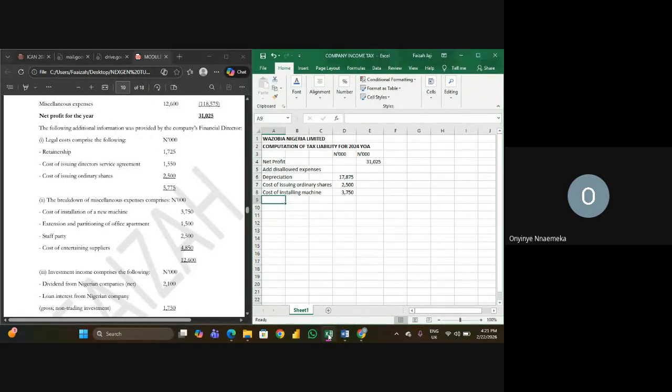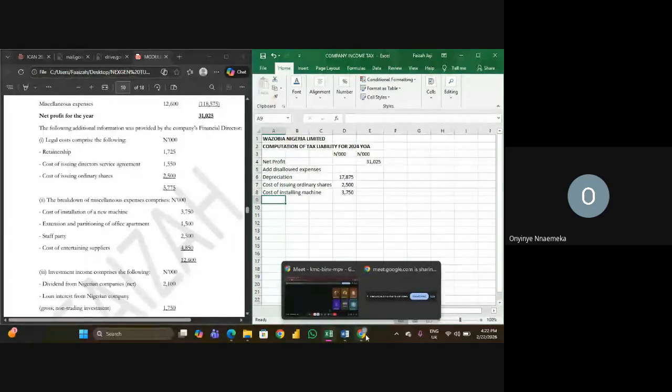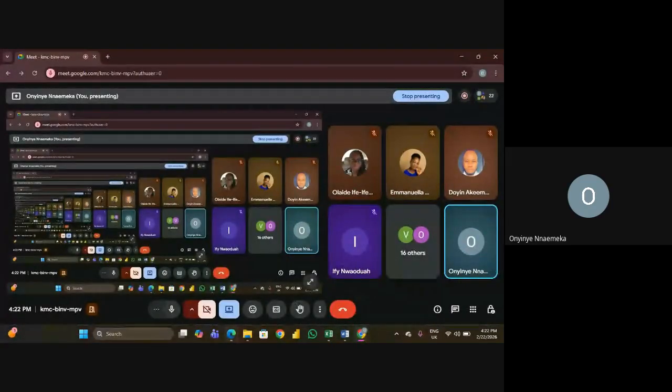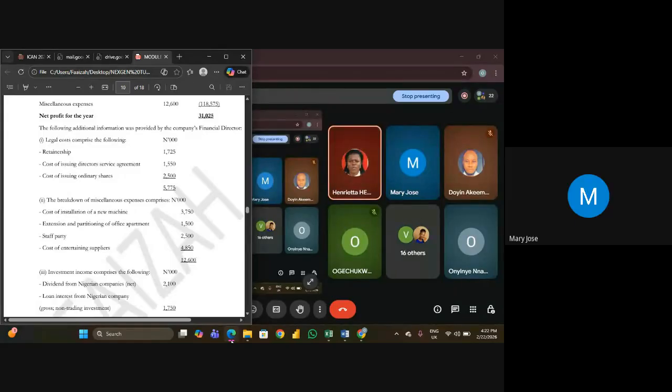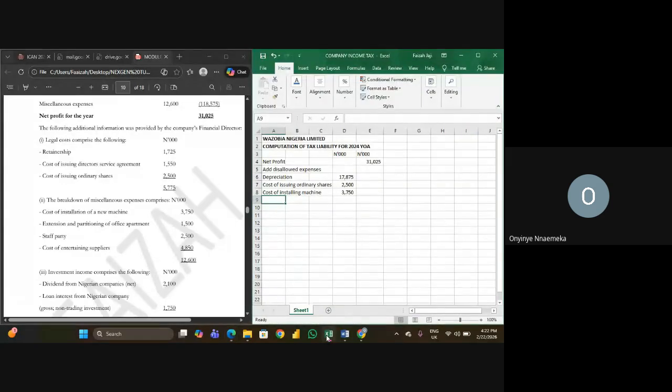Extension and partitioning of office apartments. So guys, what do you think about this? Expansion and partitioning of office apartments. Is this supposed to be allowed or disallowed? It's not allowable because it's a capital expense. It's capital in nature. Okay, the person that said it is allowed, can you give me your reason? I said disallowed. All right, yeah, disallowed because it's capital in nature.